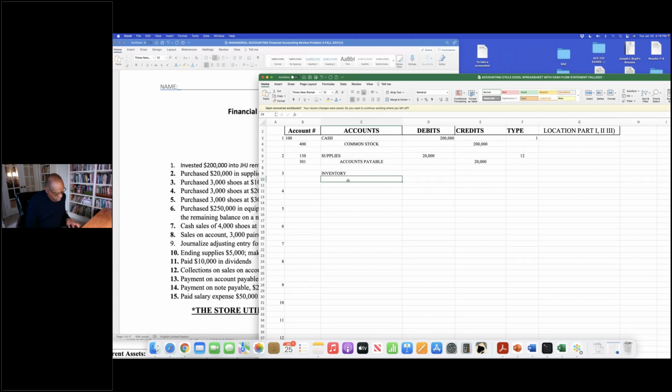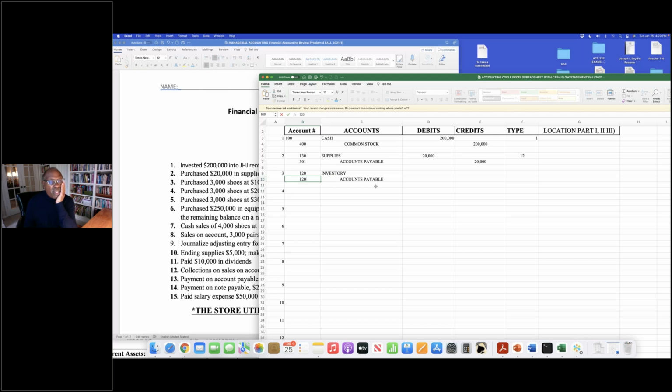So we don't ever typically pay cash for inventory. We've got to make sure it's there. We don't pay the delivery driver. What's our account number for inventory? 120. Accounts payable? 301.